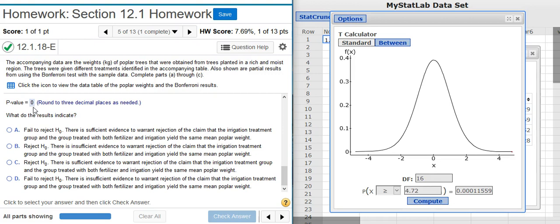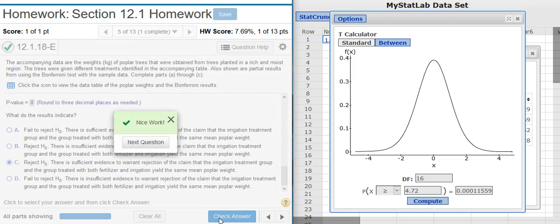Of course, we're going to be with a p-value of 0 inside the region of rejection, and therefore I'm going to reject H0, and whenever we reject H0, there's always sufficient evidence. Nice work!